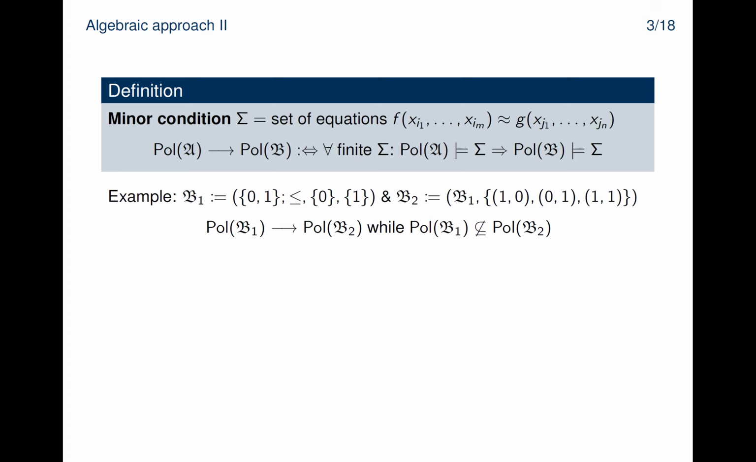And now I will just give you an example, and you have to trust me. So if we start with this structure B1 that we've already seen on the previous slide, and we expand it by one more relation, it's a binary relation, just contains these three tuples, then there is actually this minor condition preserving map from polymorphisms of B1 to polymorphisms of B2, which I'll tell you later what it means for the complexity of the CSPs. But actually, the polymorphisms of B1 are not contained in the polymorphisms of B2.